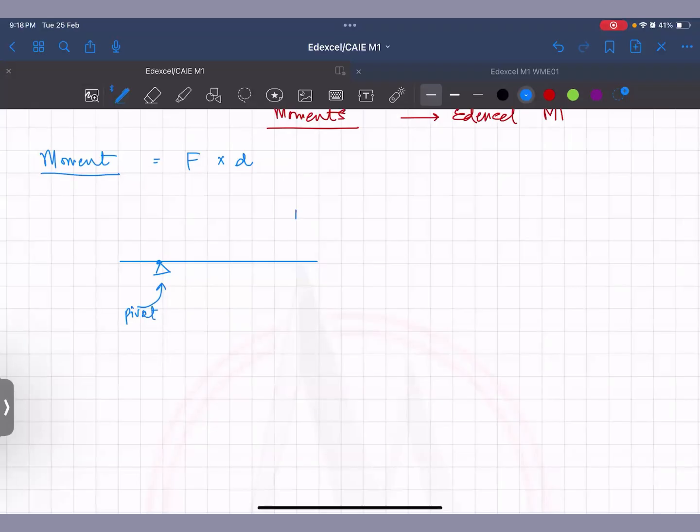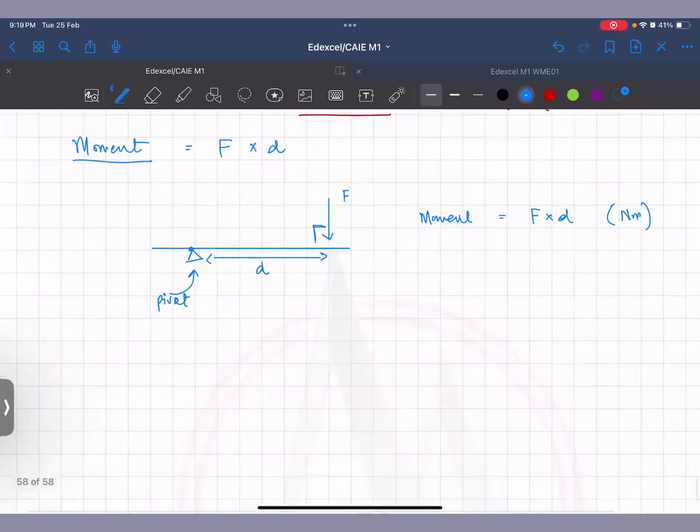And if there is a force that is being applied over here, so this is the force, and this is the line of action of force, and the perpendicular distance from the pivot to the line of action of force. Yes, this is the correct one. You take the distance which is perpendicular to the line of action of force, and this product would give you the moment.